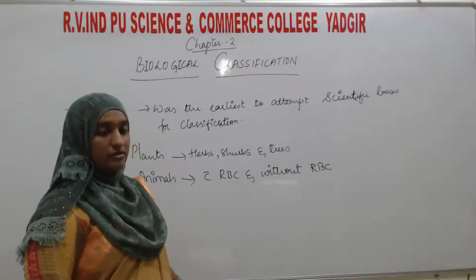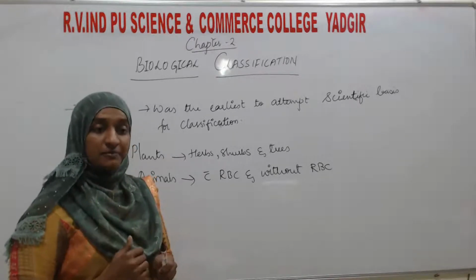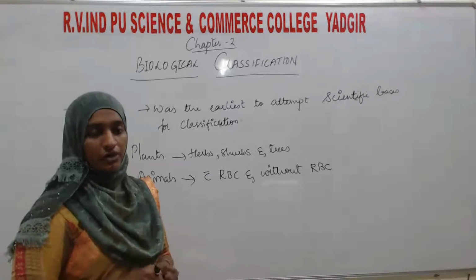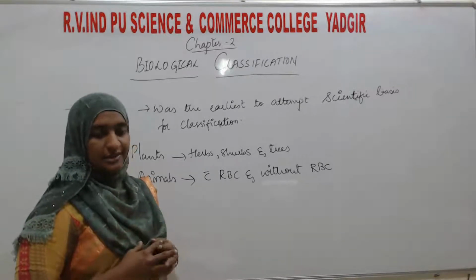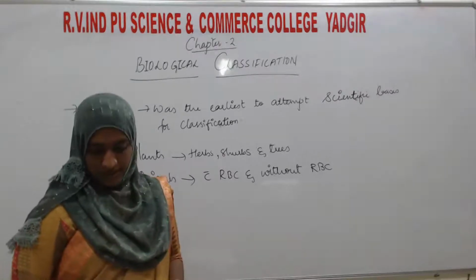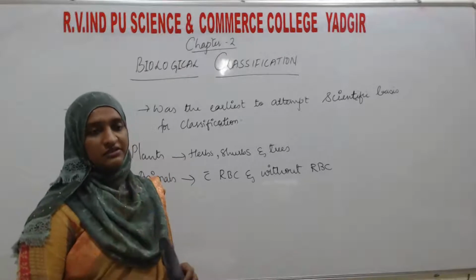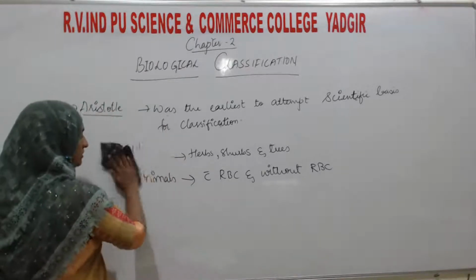But this is not a clear or acceptable classification for all the living organisms. So that is the reason one more person, whose name is Linnaeus, introduced the two kingdom system of classification. What is the two kingdom system of classification? Let's see here.